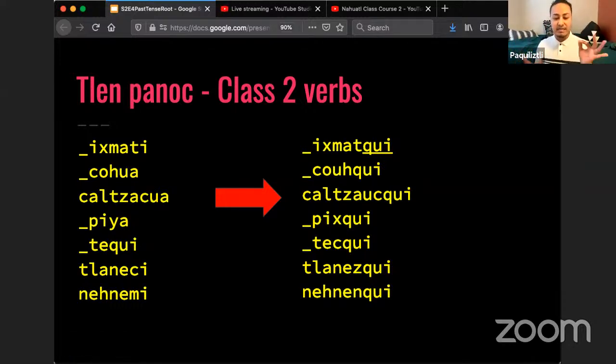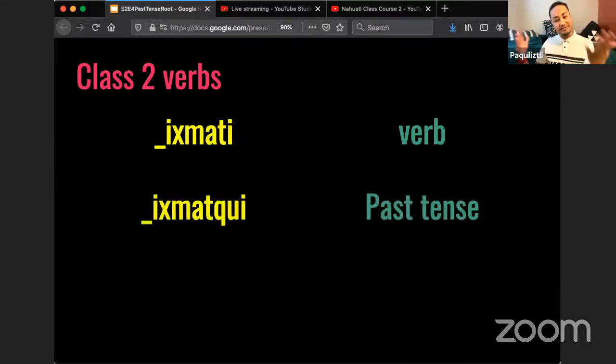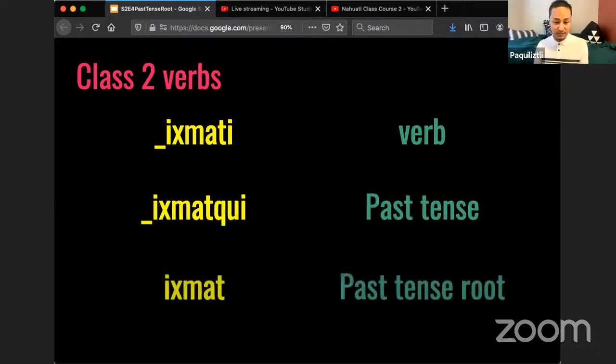Tlanesi, the C becomes an S, becomes tlaneski, and nehnemi, the M becomes an N and becomes nehnenki. Now, these rules are very consistent all across the class 2 verbs. So in class 2 verbs, you have the verb, and then you have the past tense of the verb, but the past tense root of this verb is just gonna be the ishmat part, not with the ki. So you're gonna remove the ki and it's gonna become ishmat. That's what we're talking about for class 2 verbs, is the past tense root.